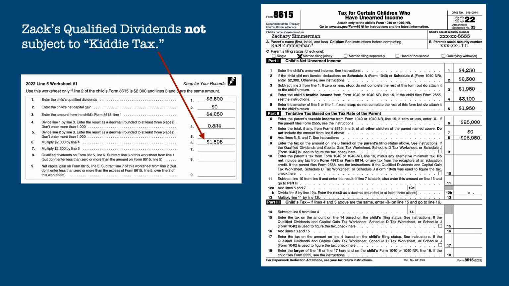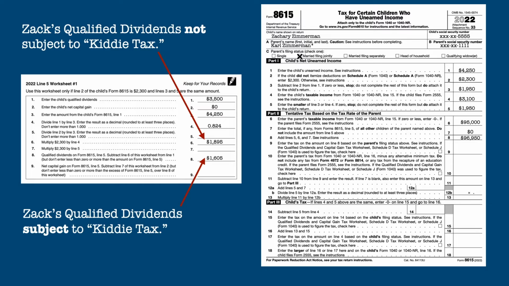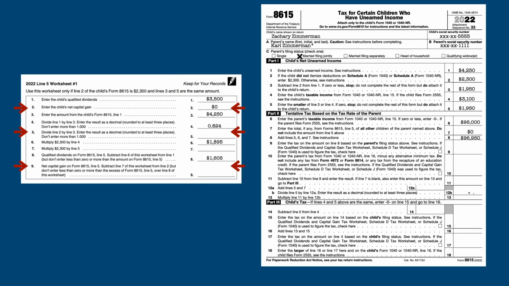The result of this multiplication, $1,895, is the amount of Zack's qualified dividends that is not subject to Kiddie Tax, and subtracted from Zack's qualified dividends of $3,500, resulting in $1,605. This is the amount that is subject to Kiddie Tax that is also subject to capital gains rates. If Zack had capital gains instead of or in addition to the qualified dividends, a separate worksheet calculation has to be made for the capital gains.